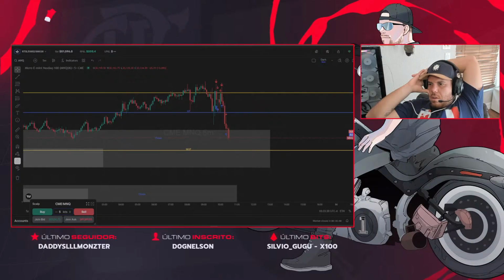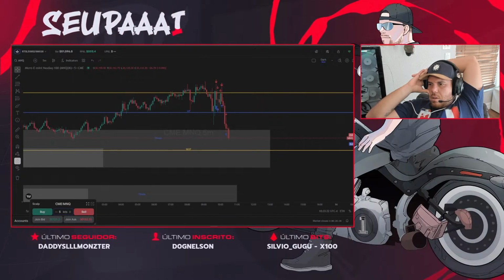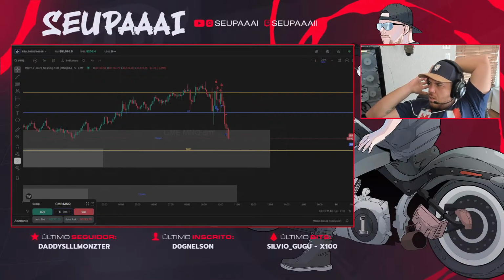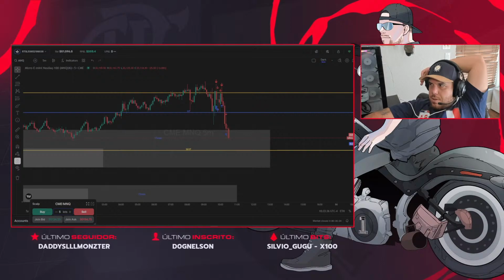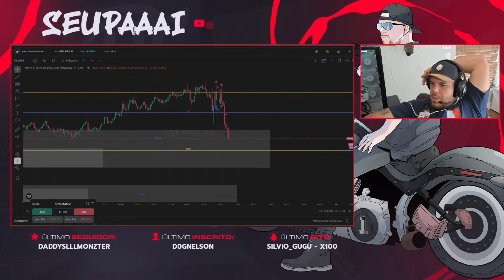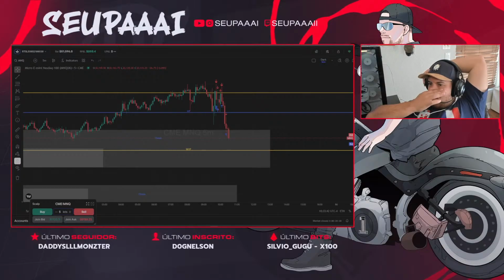Pocket bounce. Hold on. Pocket bounce. This is a pretty nasty little red candle here. Pocket bounce. It's only 9:30 too. Only 9:30 also? No way.